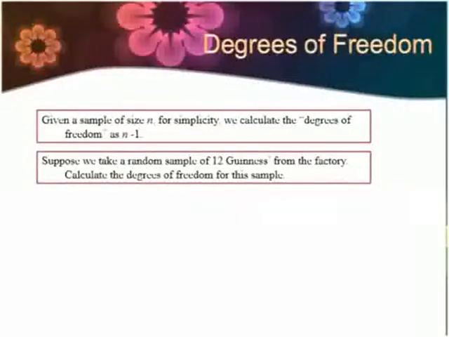So suppose we take a random sample of 12 Guinnesses from a factory. Calculate the degrees of freedom for this sample. Well, of course, 12 minus 1 gives us 11, so we have 11 degrees of freedom for this sample.